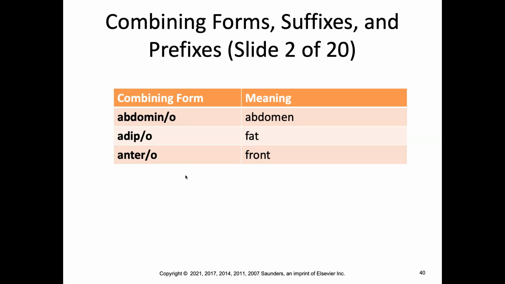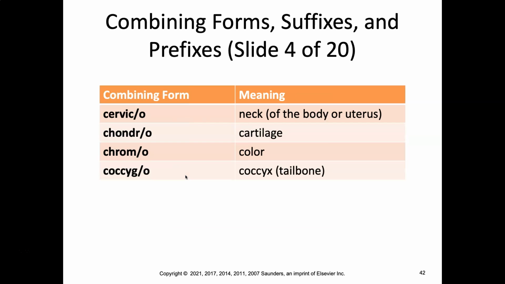We have abdomino, which means abdomen, adipo, fat, antero, front, cervico, which means neck, and cervico can get a little bit confusing at times because it means the neck of the body, such as the cervical spine, or it can mean the neck of the uterus, the cervix. So you kind of have to watch the context of what's being used. Chondro, cartilage, chromo, color, coccygo is coccyx.